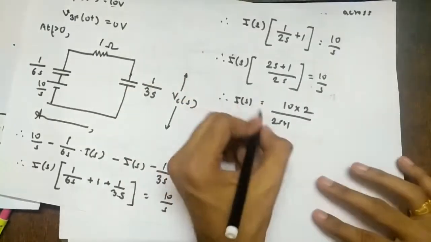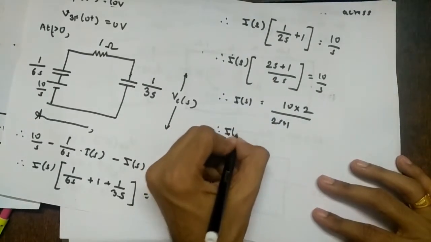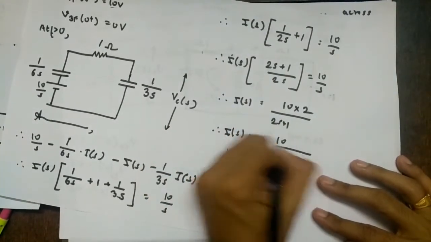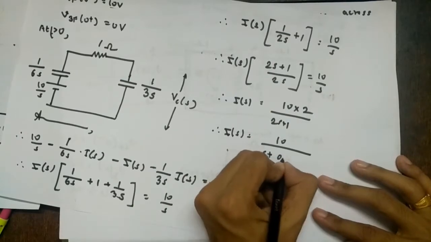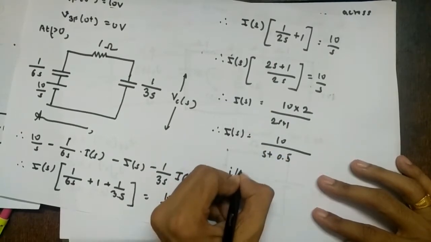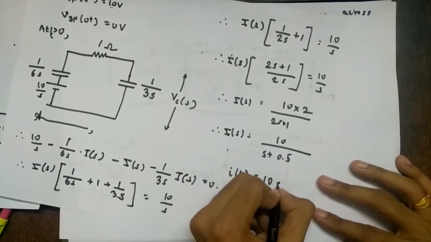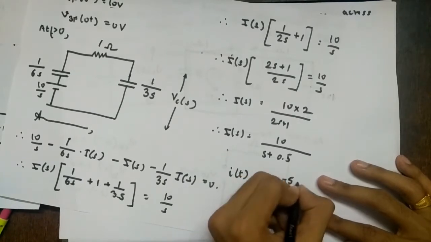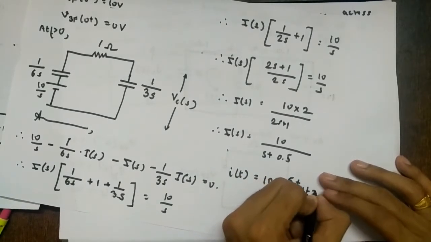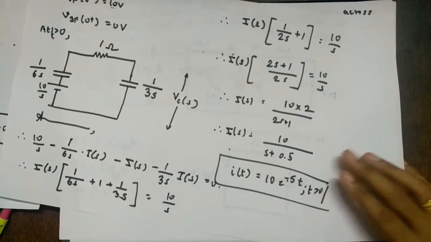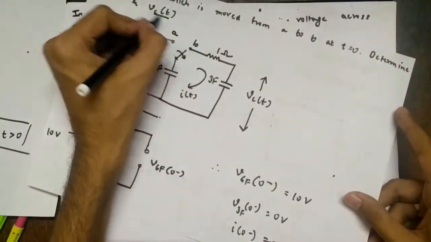So as we saw yesterday, we want coefficient of s to be 1. So therefore, I of s is 10 upon s plus 0.5. So what is this I of t, taking inverse Laplace transform? 10 e raised to minus 0.5 t for t greater than 0. So are we done with the sum? No, we are not done. Why? Because they have also asked VC of t.